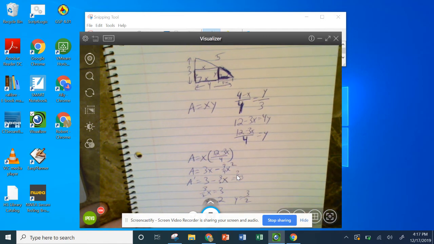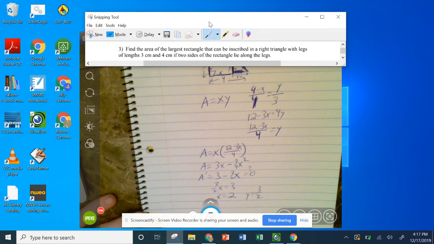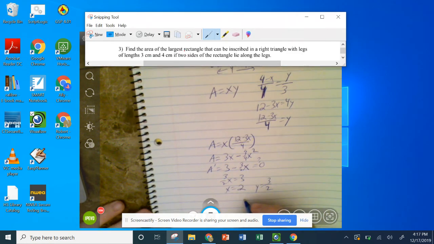And I believe the question says, what is the actual area of the largest rectangle? So it would simply be 2 times 3/2, or 3. And that's going to be square centimeters. And I think we're good to go.